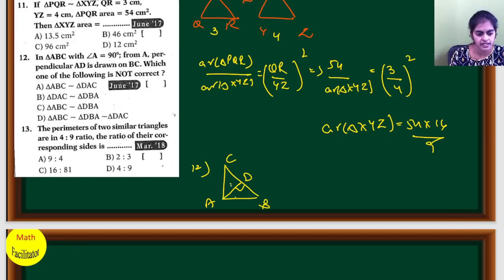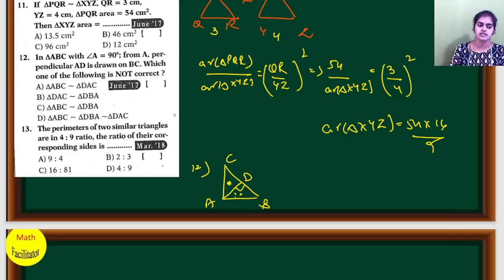Remember, if this is a perpendicular, these two triangles are similar. This small triangle ADB and the big triangle ABC are similar. So ABC is similar to DAC. Yes, it is similar. DAC is similar to triangle DBA. Yes. Triangle ABC is similar to triangle DBA is similar to triangle DAC.